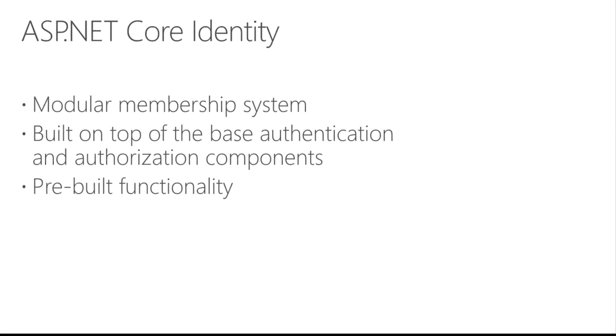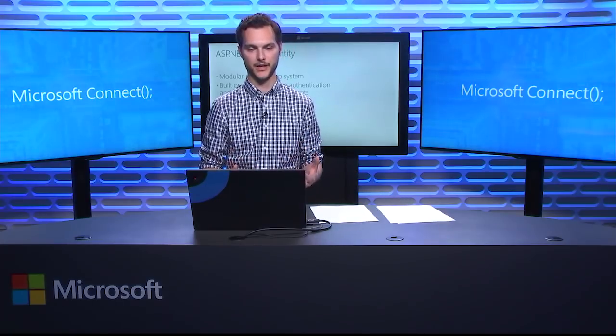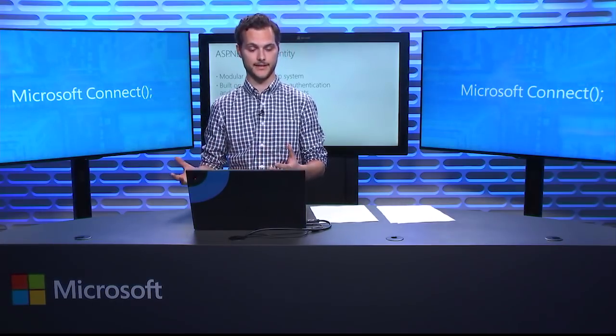ASP.NET Core Identity is something you may have heard of already. It's a modular membership system, which is just a fancy way of saying it handles a lot of pre-built stuff like really common use cases like login, registration, password reset, all that stuff that you would typically need in a web application. But ASP.NET Core Identity isn't like magic or anything. It's just a set of classes and pre-built code that sits on top of those base authentication and authorization components that you just saw. So ASP.NET Core Identity gives you a lot of this functionality out of the box, and you don't have to write it from scratch. But under the hood, it's just calling into those methods like HttpContext.SignInAsync, .SignOutAsync, etc.